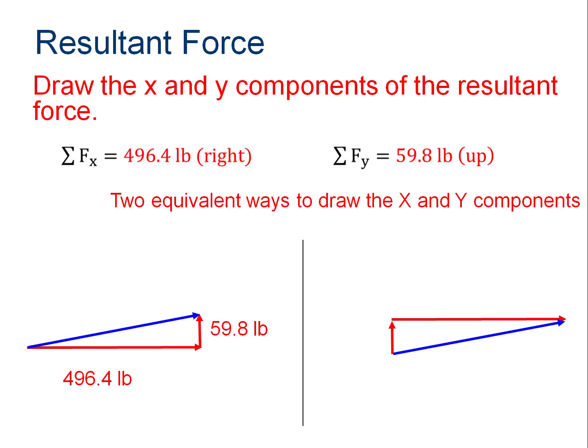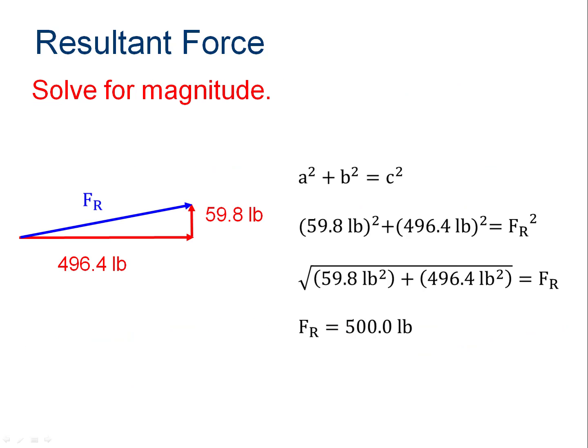So I have 59.8, 496.4. And using Pythagorean theorem, I can find F sub r, the resultant force. Here's the math behind it. A squared plus B squared equals C squared. And I find that my resulting force is 500 pounds. That's the magnitude.